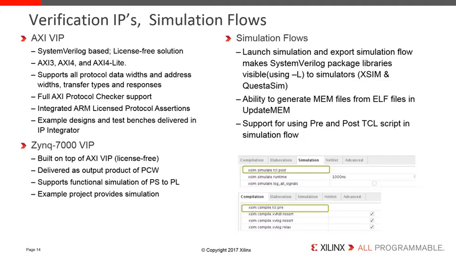The Zynq 7000 VIP that replaces the Zynq 7000 BFM is now available in 2017.1. It is built on top of the AXI VIP and is license-free. It is delivered as an output of the processor configuration wizard and supports functional simulations of the PS to PL.